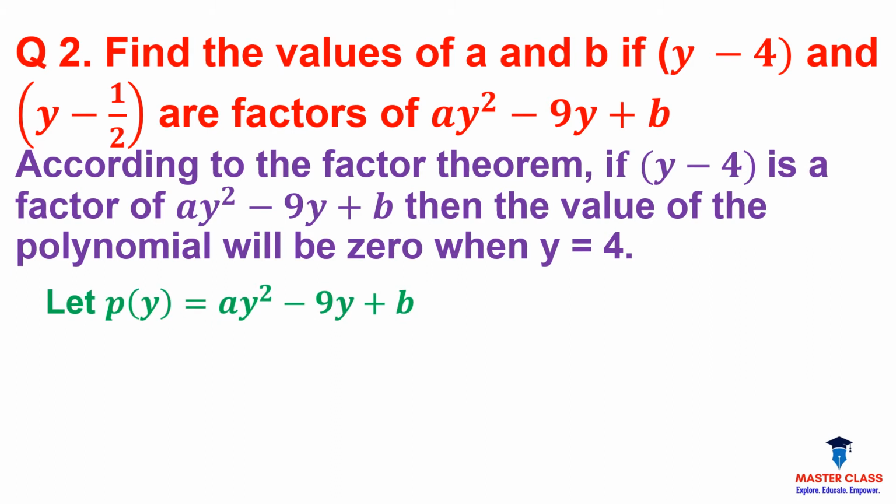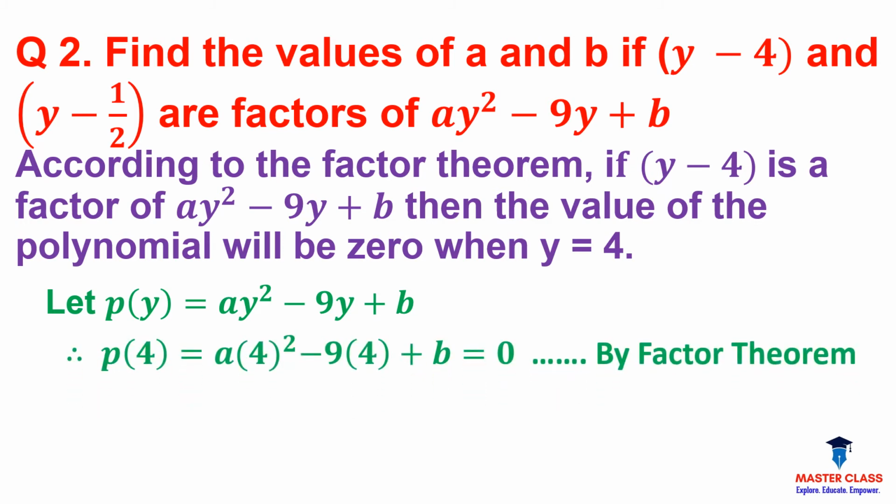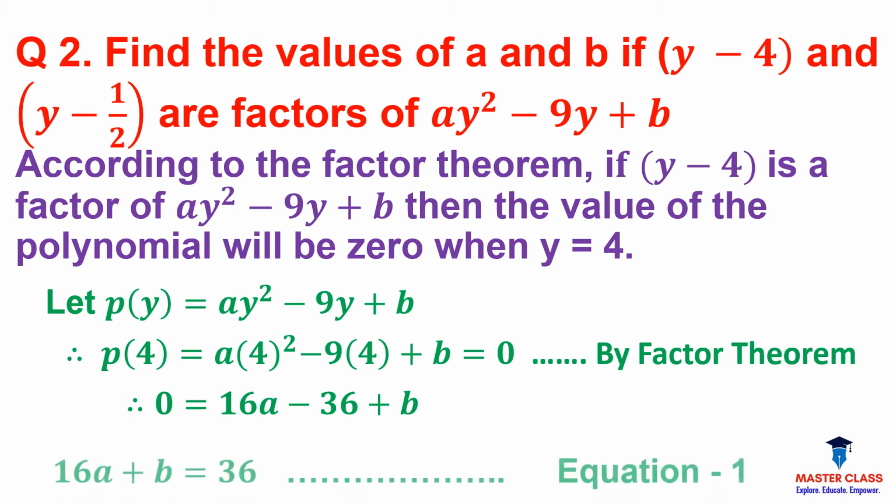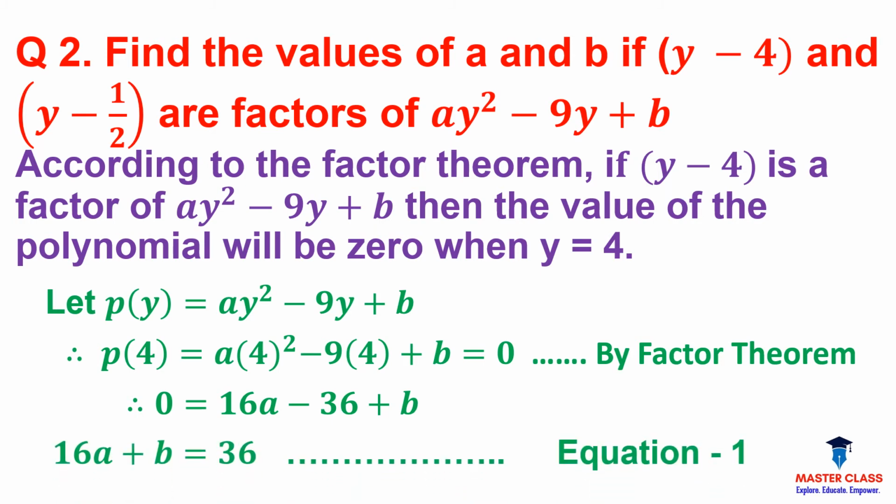Let p of y be equal to a y squared minus 9y plus b. Therefore, p of 4 is equal to a into 4 square minus 9 into 4 plus b, and this should be equal to 0 by factor theorem. Therefore, 0 should be equal to 16a minus 36 plus b, or 16a plus b must be equal to 36. Let us call this equation 1.